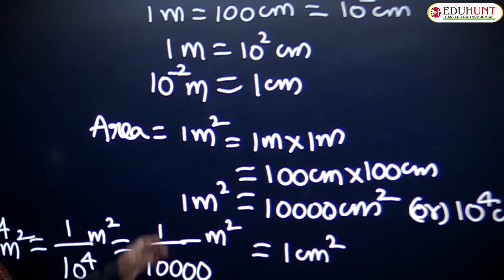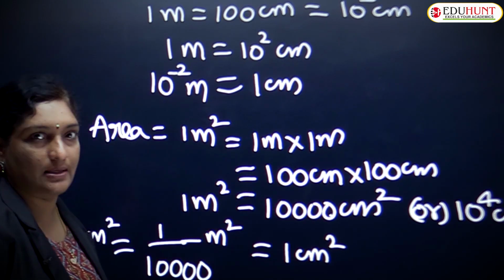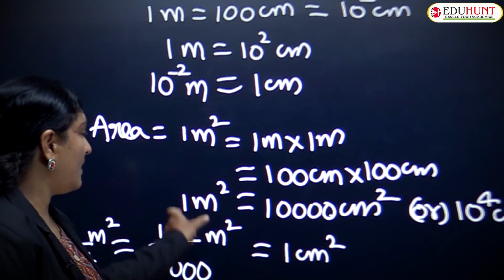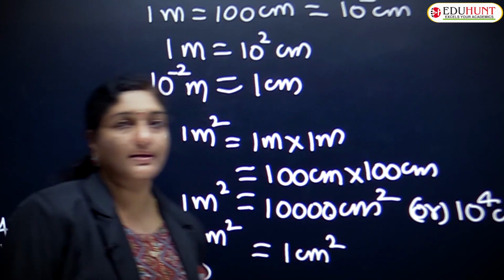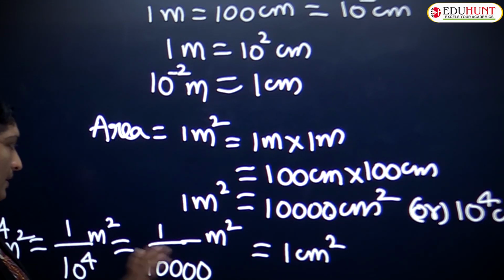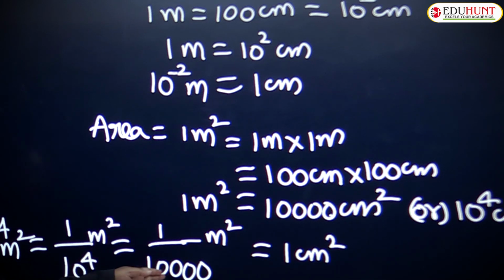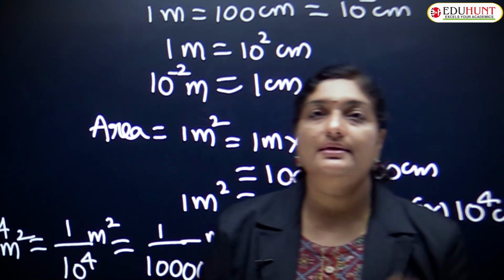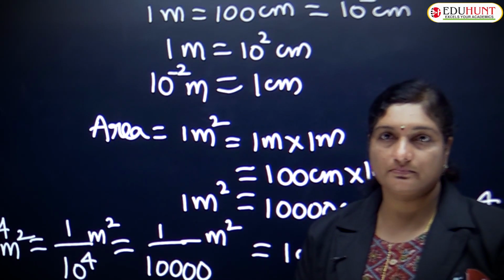So clearly children, remember that 1 meter is equal to 100 centimeters, whereas 1 meter square is equal to 10,000 centimeters square, or simply 10 power 4 centimeters square. In the reverse way, 1 centimeter square is equal to 1 by 10,000 meters square, or simply 10 power minus 4 meters square. So remember that centimeter square is the submultiple of meter square.